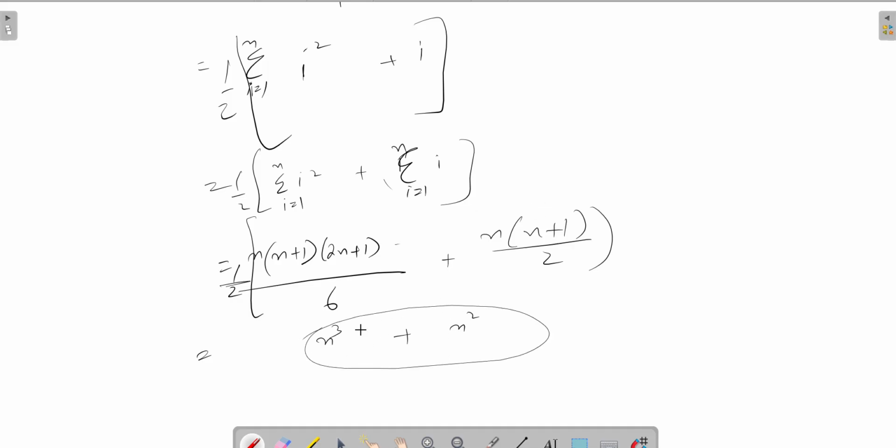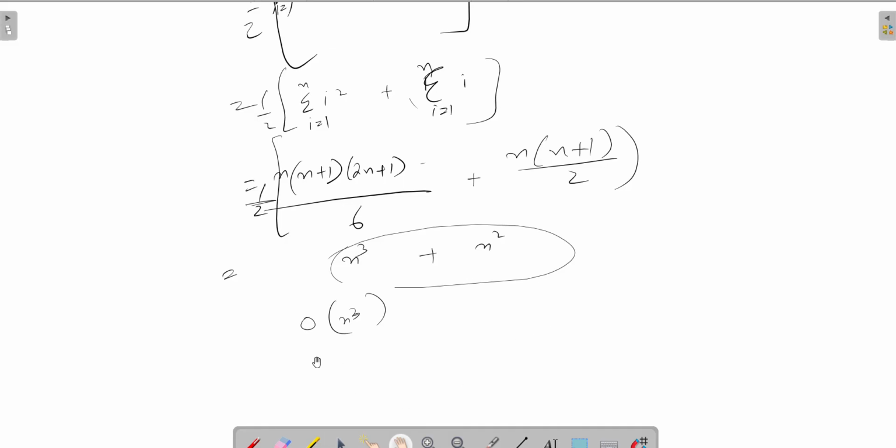Now if we look at this, which one is more dominant? It is n cube, so that's what we keep. And that is the time complexity of this algorithm. So n to the power of 3.